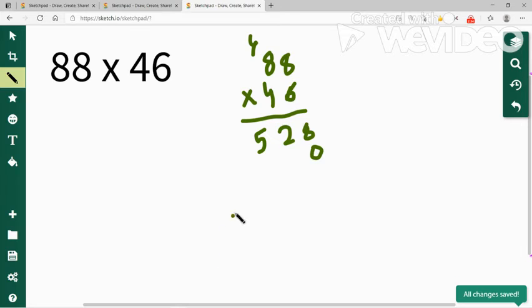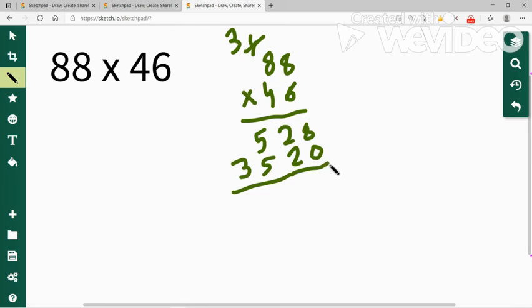Next, I would multiply the bottom tens with the top ones. So that would be 4 times 8, which is 32. I would write a 2 here. I would carry the 3 over, and I would cross off the 4. Next, I would do 4 times 8, which would be 32, and I would add a 3, which would be 35. I would put a 5 here and a 3 here.